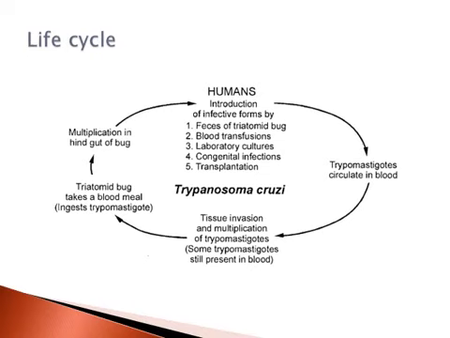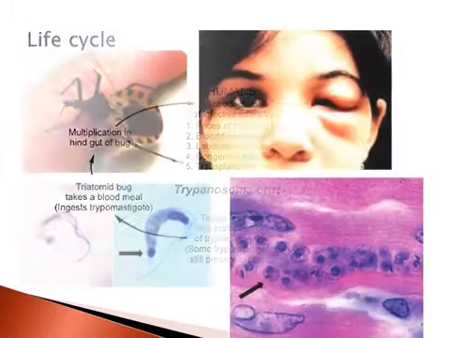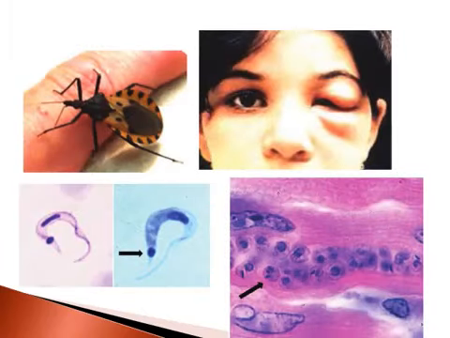Some of the trypomastigotes are still present in blood, and when the triatomid bug takes a blood meal, they go to it and multiply in the gut of the bug, then collect in the hind gut as metacyclic trypomastigotes, which are the infective stages. This is here the reduviid, or we call it the triatomid bug. They call it cone-nosed bug because its anterior end is elongate like this.